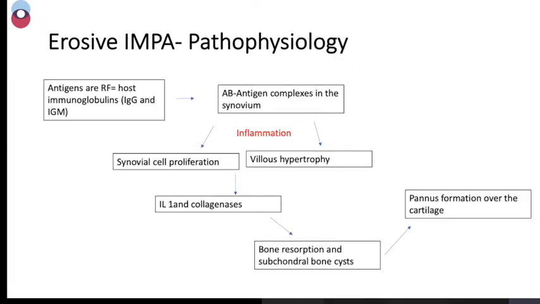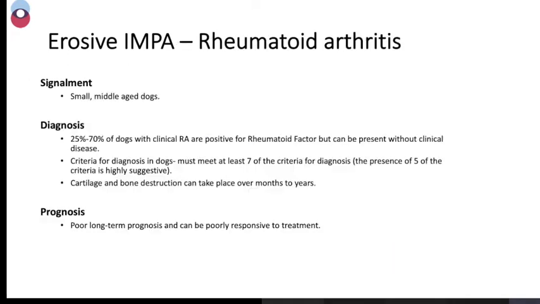And this is just an overview of the pathophysiology of erosive IMPA. So antigens, usually referred to as rheumatoid factor, tend to be host immunoglobulins. And antigen-antibody complexes form in the synovium, similar to other forms of IMPA, which causes inflammation and synovial cell proliferation. And then you get release of interleukins and collagenases, which cause bone resorption and subchondral bone cysts to form. And that then leads to granulation tissue or a pannus formation over the cartilage in the joints. And it can be a bit of a vicious cycle.